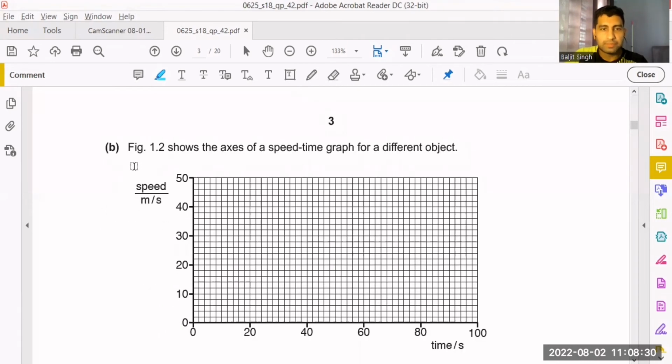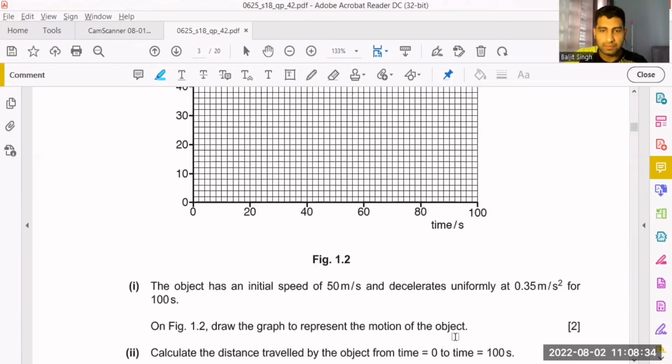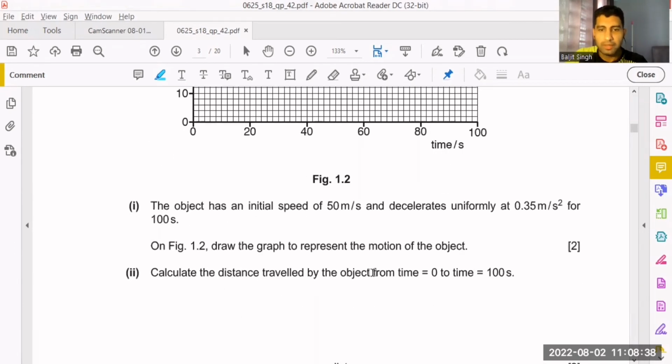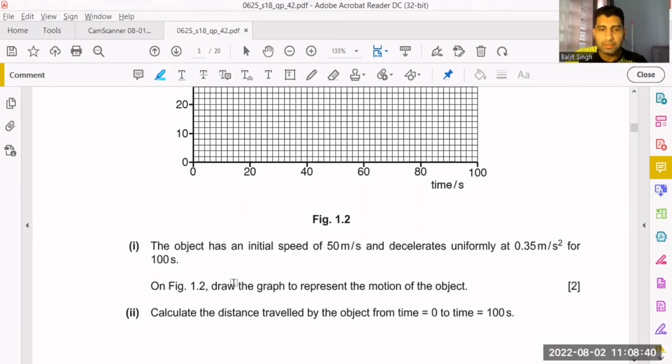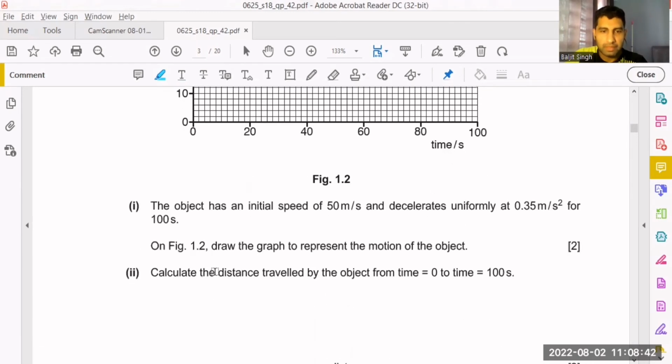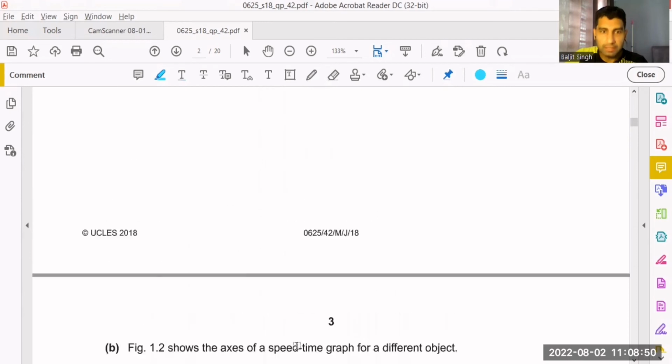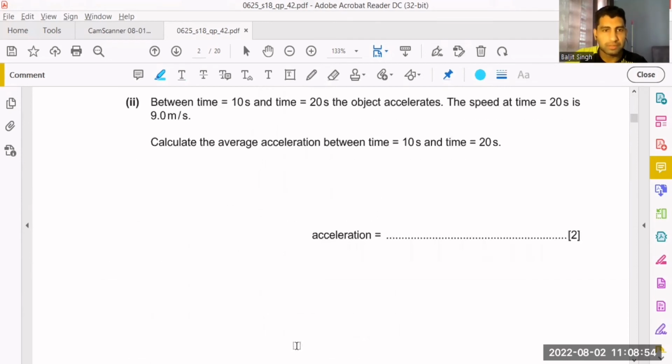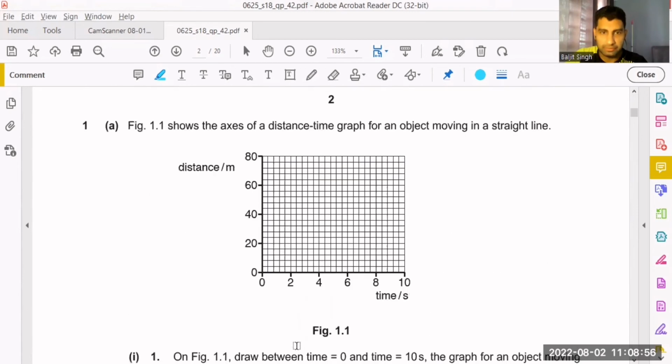Then we come to the next type of graph, which is a speed versus time graph. There is also a drawing that the student needs to do, and how we can draw the graph, and at the same time how we can calculate the distance travelled. When it comes to these kinds of questions, it is very important that students are clear about the concepts that come with the idea about graphs. So let us go into the question.